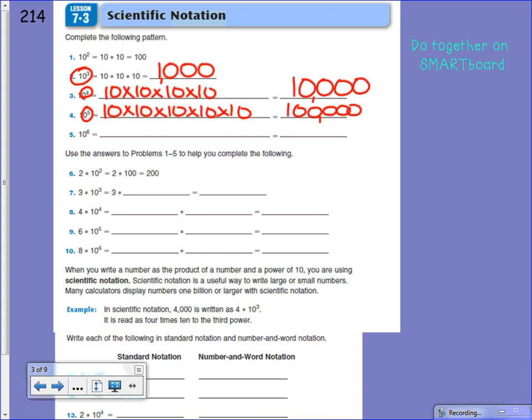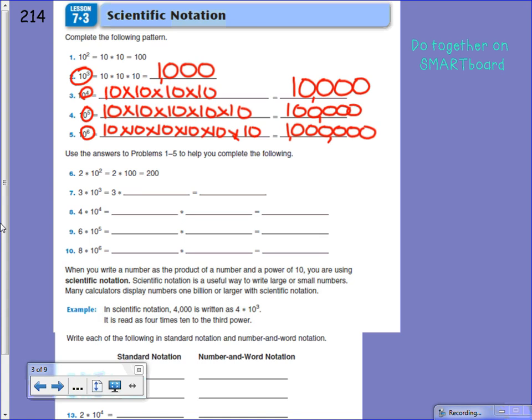Okay, last one. 10 to the 6th. If I had to write it out super long, what would it look like, Tegan? 10 times 10 times 10 times 10 times 10. And if you wanted to know what that came out to be in the end, and you didn't want to sit there and multiply each chunk together, Peyton, what would it be? Add 6 zeros, because it had the exponent of 6. There you go.